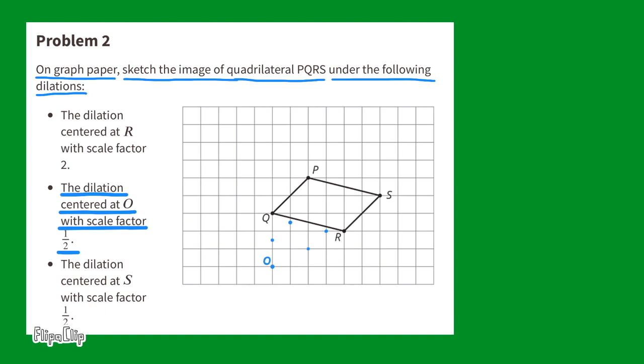Once I've marked all the points for the dilation, I can connect the points so you can see what a dilation with a scale factor of 1/2 looks like.